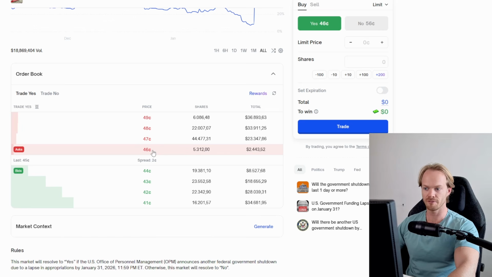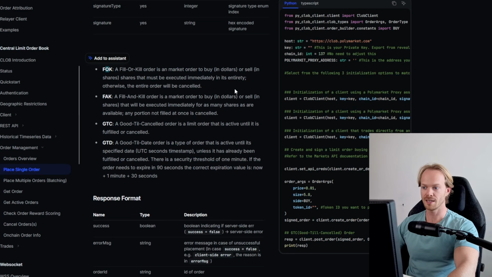if there's enough liquidity. So in this case, let's say that I place an order to buy at 46, let's say 6,000 shares. The order would be cancelled if it's a fill or kill, because it has to be executed, first of all, immediately, and also in its entirety. Otherwise, the entire order will be cancelled. So if there's not enough liquidity, if there are not enough shares, it's going to be cancelled.